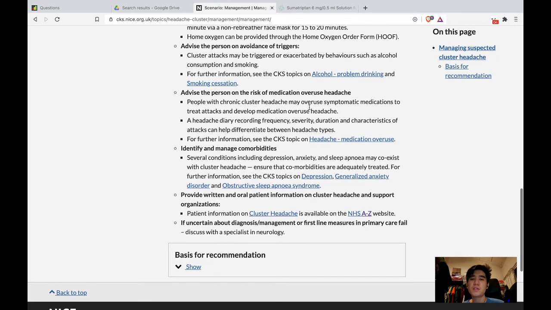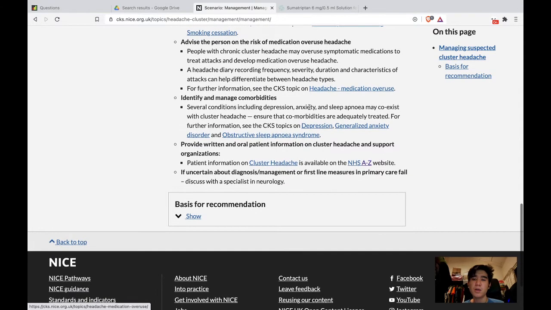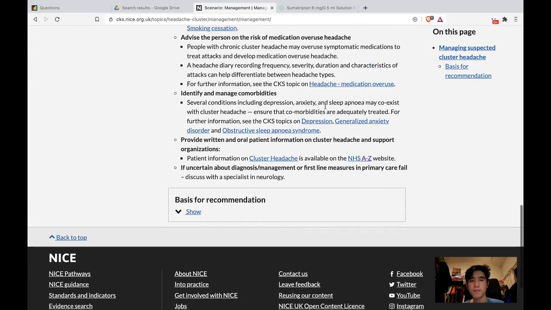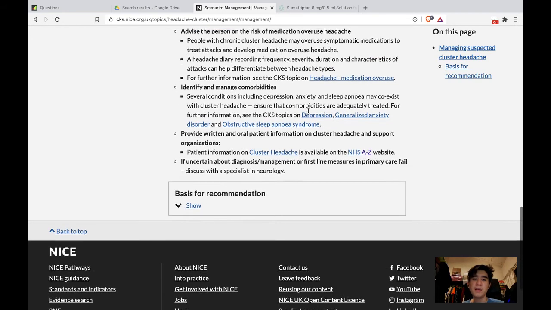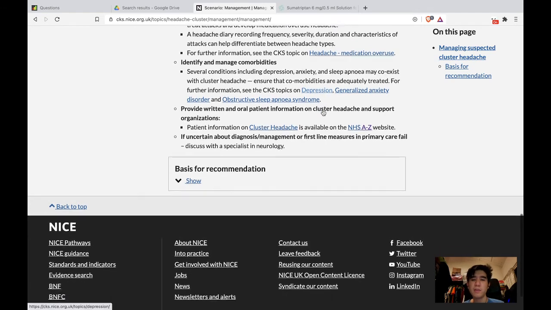Advise the person on the risk of medication overuse headache. People with chronic cluster headache may overuse symptomatic medications to treat attacks and develop medication overuse headache. A headache diary recording frequency, severity, duration, and characteristics of attacks can help differentiate between headache types. For further information, see CKS topic on headache medication overuse. Identify and manage comorbidities. Several conditions including depression, anxiety, and sleep apnea may coexist with cluster headache. Ensure that comorbidities are adequately treated. For further information, see CKS topics on depression, generalized anxiety disorder, and obstructive sleep apnea syndrome.